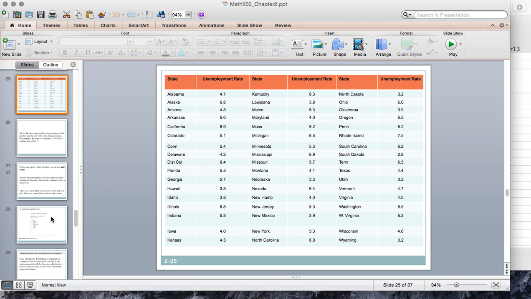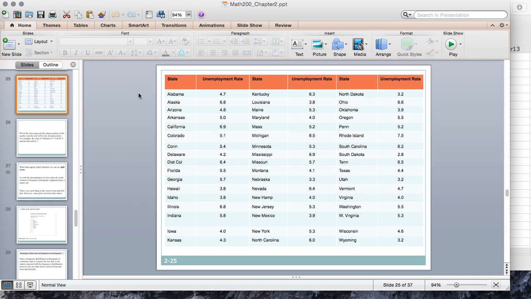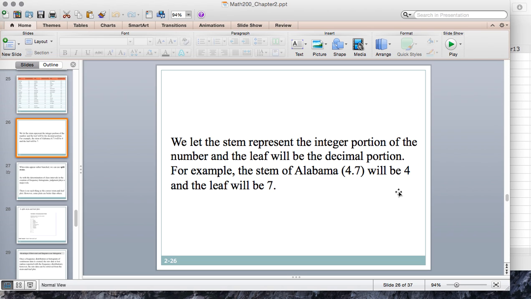So let's take a look at this data here. We have unemployment rates for a bunch of different states. I think it actually has all states on here. I'm not sure what year this is from, but it has the unemployment rates. So for example, in Indiana, 5.8%. So we're going to let the stem represent the integer part of the number, and the leaf is going to be the decimal portion. So for example, if we look at Alabama, which was 4.7%, 4 is going to be the stem, and the leaf is going to be 7.